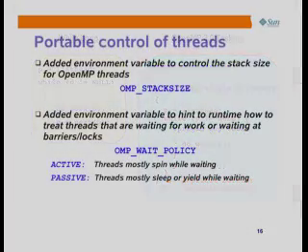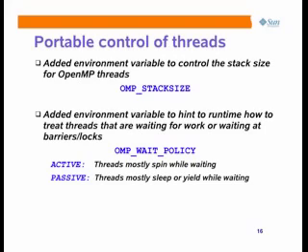So that was a general overview of tasking. I'll go over some other additions in 3.0. Two environment variables were added, OMP_STACK_SIZE to control the stack size for the threads, and OMP_WAIT_POLICY. This one was added to hint what you want the waiting threads to do. Do you want them to be active, mostly spinning, or do you want them to be passive, mostly sleeping as they're waiting?